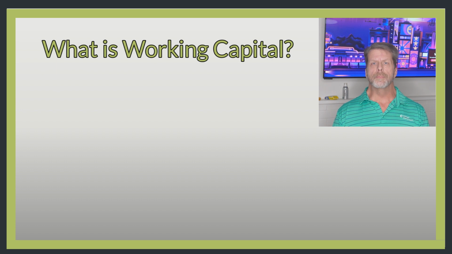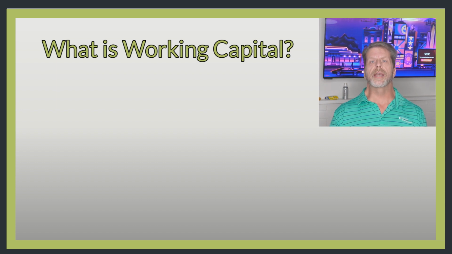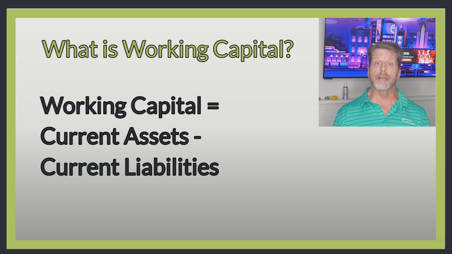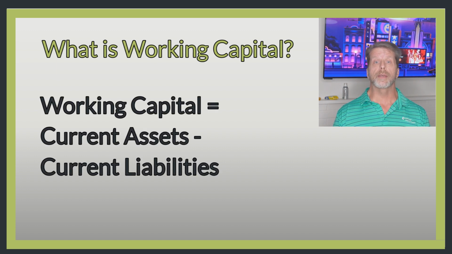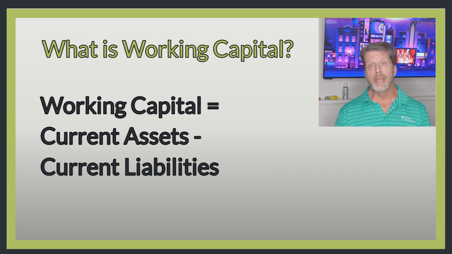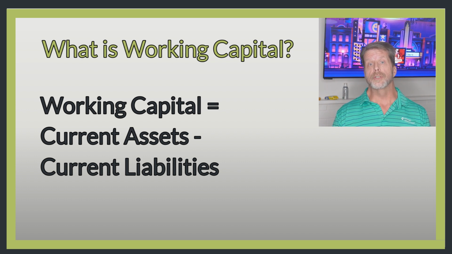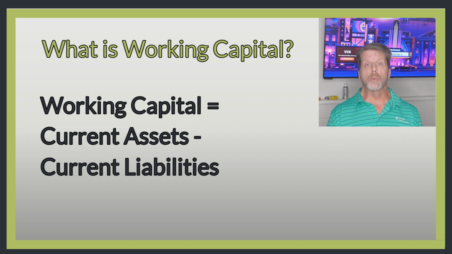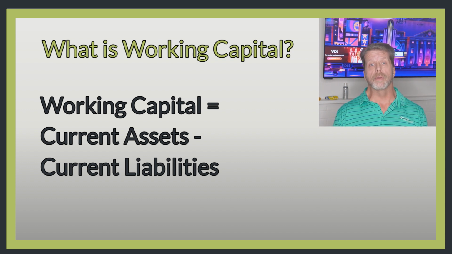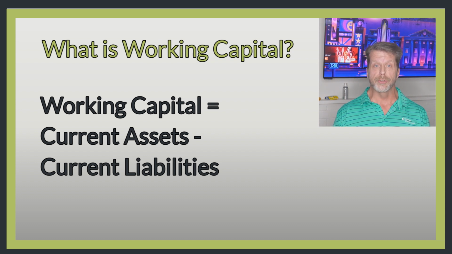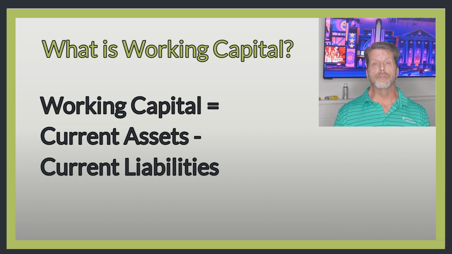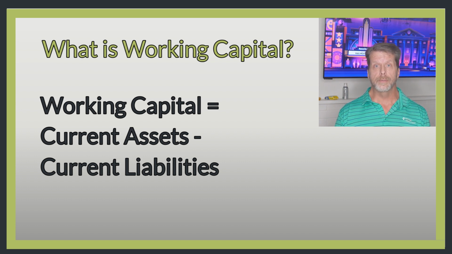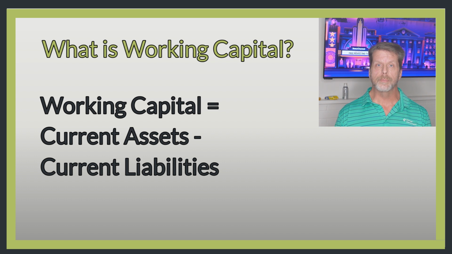What is working capital? At its core, working capital is the lifeblood of your business. It's the difference between your current assets, things like cash, accounts receivable, and inventory, and your current liabilities, such as accounts payable and short-term loans. To put it simply, working capital is what you have left over after covering your short-term obligations. The formula is straightforward. Working capital equals current assets minus current liabilities.